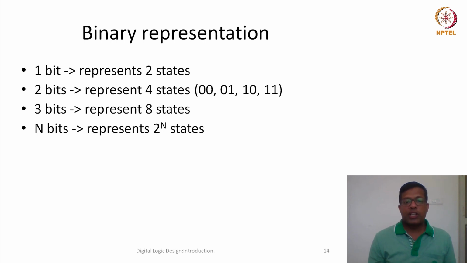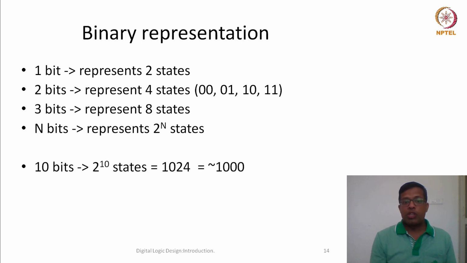Let's say we want to see how many states or possible values could be represented using 10 bits. We use the same formula, 2 to the power n. So 2 to the power 10 possible states could be represented. If you compute 2 to the power 10, it comes out to be 1024. For the sake of simplicity, I am simplifying it to 1000.